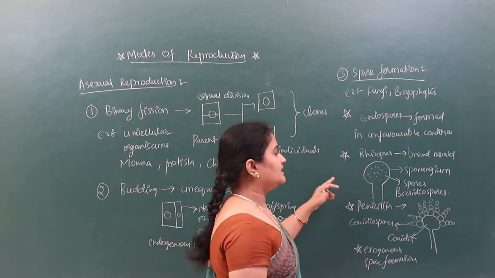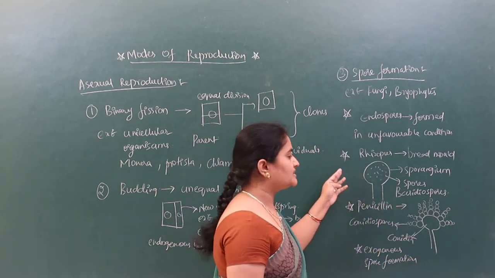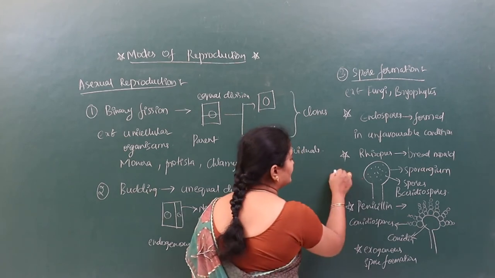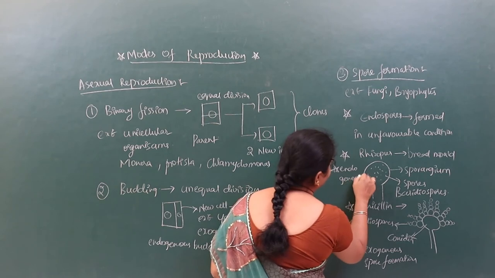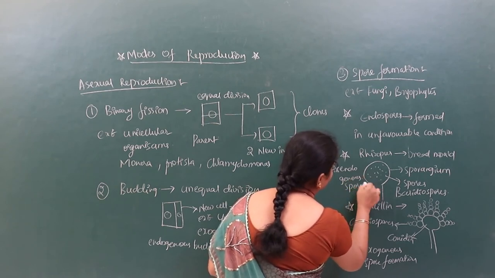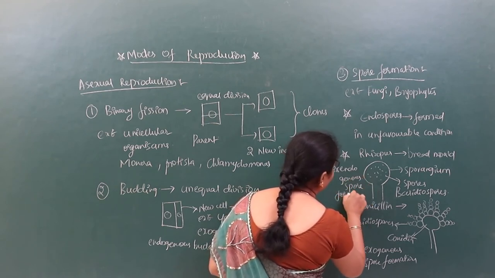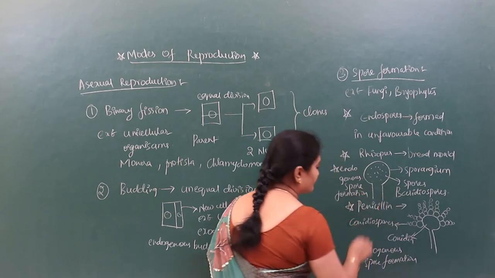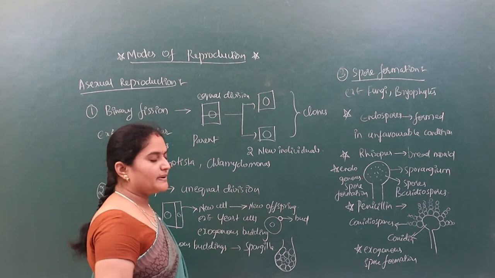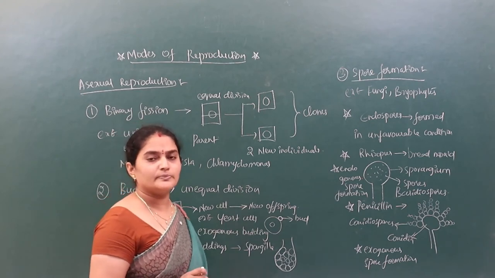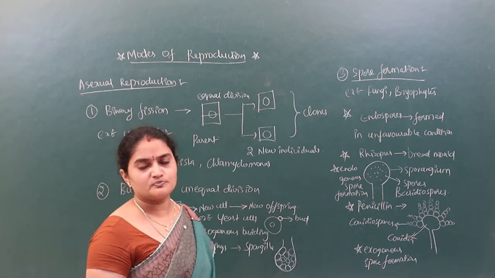And in Rhizopus here we can consider an endogenous spore formation. In this way Rhizopus and Penicillium undergo asexual reproduction by the formation of spores.